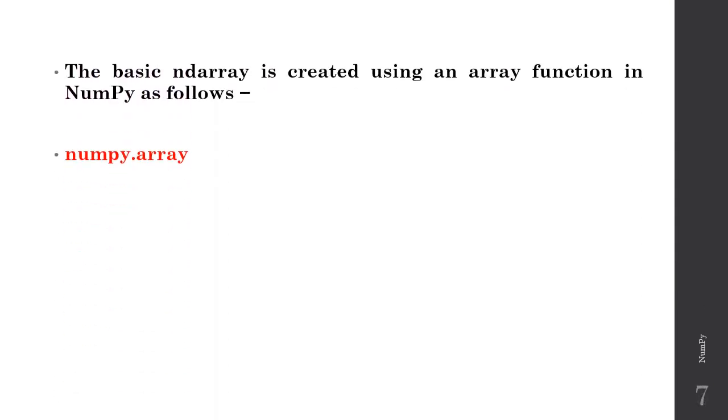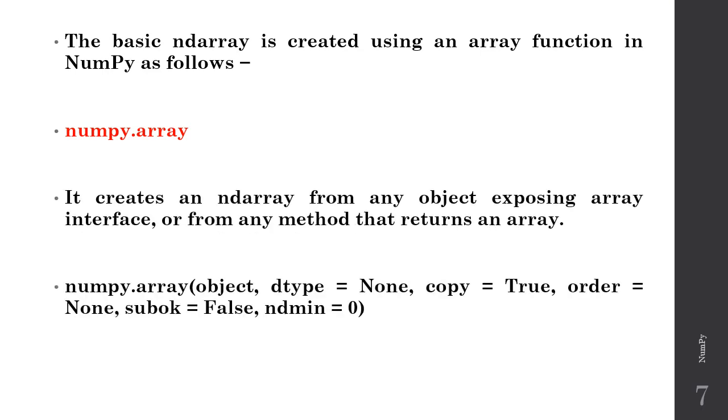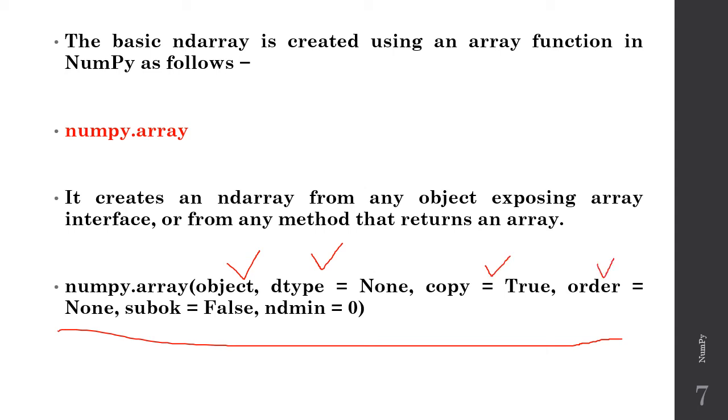The basic ndarray can be created using the NumPy package, or using a function in the NumPy package, and that function is the array function. The syntax of the array function is shown here, numpy.array. The parameters are object, dtype, copy, order, subok, and ndmin. We'll see these parameters in detail in the next slide.